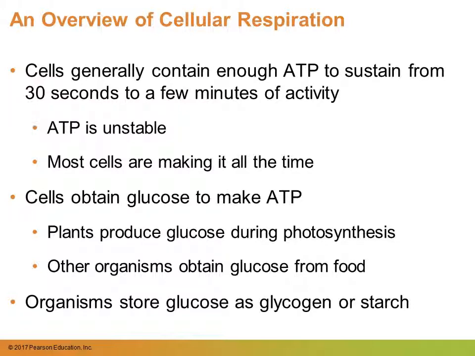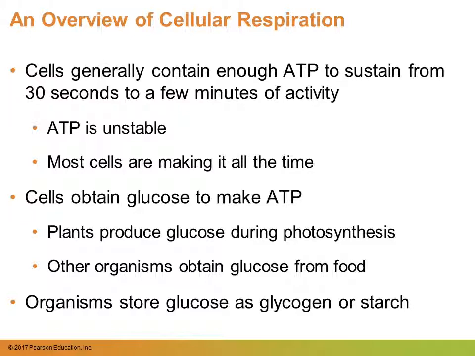So most cells generally contain enough ATP to sustain energy for about 30 seconds. Now, the reason why cells don't store ATP is because it's unstable, and that's why cells have to make it all the time. In other words, that's why we're breathing all the time: because ATP is unstable, the cells can't store it, so we need it generated as we use it.